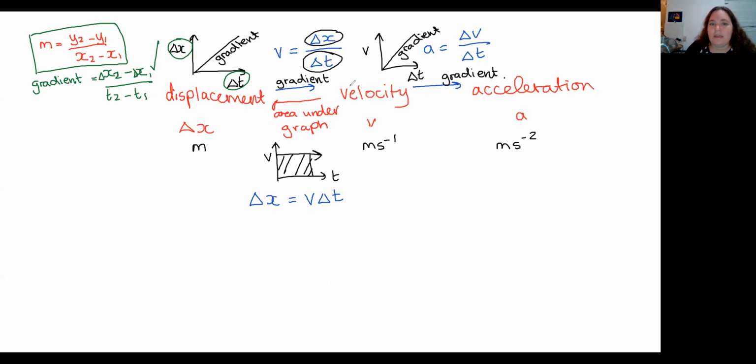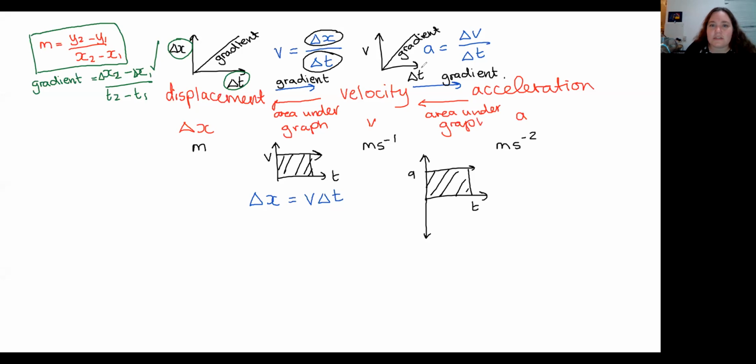Similarly, if I look at a graph of acceleration versus time, and please note this could be positive or negative, it doesn't really matter. But if I want to know what the velocity is, I'm going to look at the area under the graph as well. So to go backwards, this is going to be area under the graph.